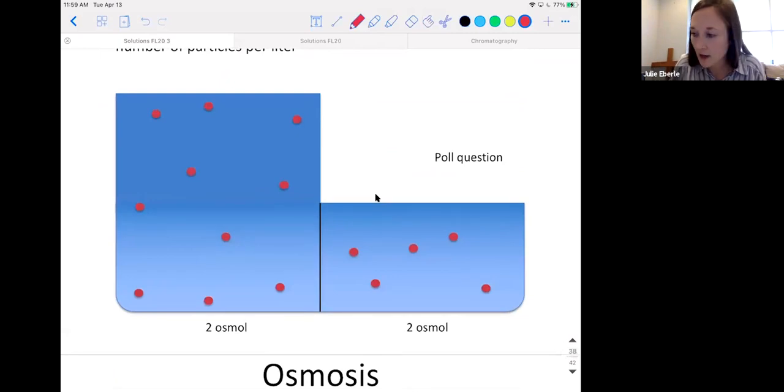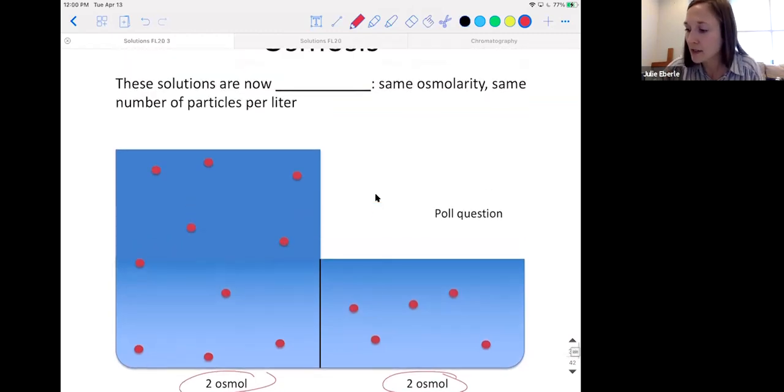And now it would level out. Okay. The goal of a gradient here in osmosis is to try to make the concentrations equal. So then you have 2 osmoles, if you've diluted the left side. All right, when that happens, you actually say now these solutions are isotonic. There's a word we use to characterize solutions that have the same osmolarity. That word is isotonic.